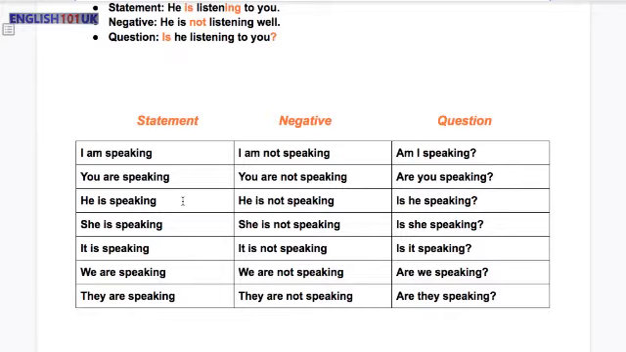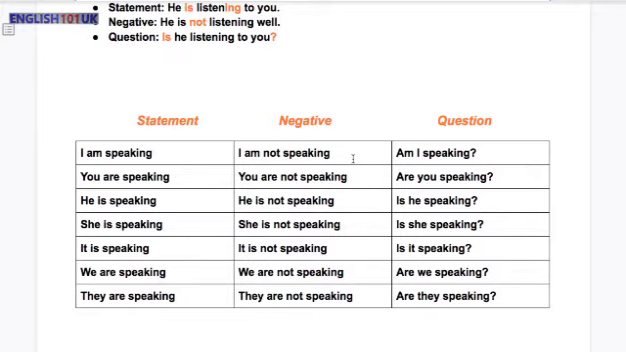In the negative form, we have not to form the negative. So here we have, I am not speaking. You are not speaking. He is not speaking. She is not speaking. It is not speaking. We are not speaking. They are not speaking.